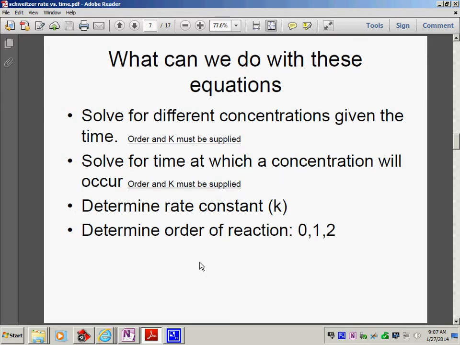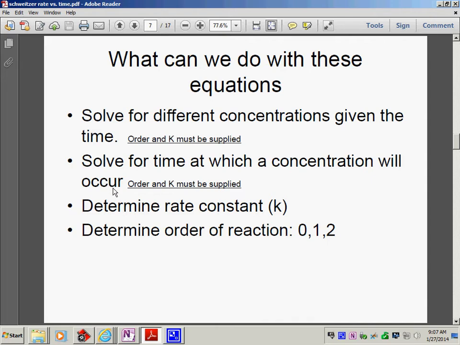So what can we do with these things? Well, you could solve for different concentrations given time. For this, you need an order, and you need a K. So you need to know, is it 0, 1st, or 2nd? Give me a slope of my line, I can find it. Because all of our relationships end up being linear in the end as we mathematically convert them.